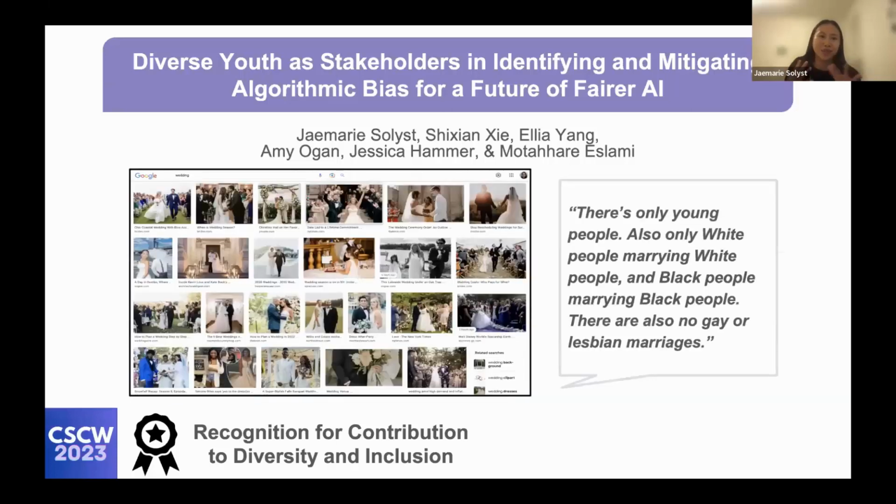So an example to really illustrate this is from a middle school student who noticed bias in this Google image search for the term wedding, noting that there was a real lack of representation.